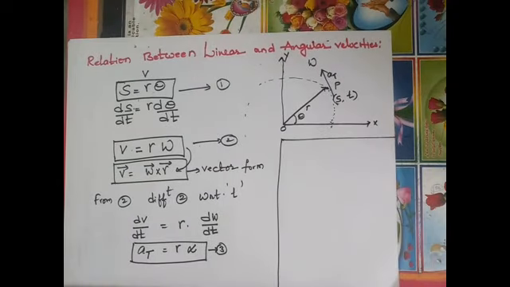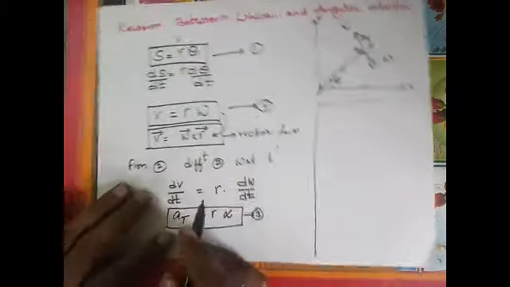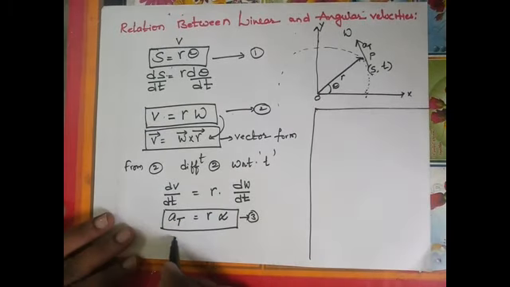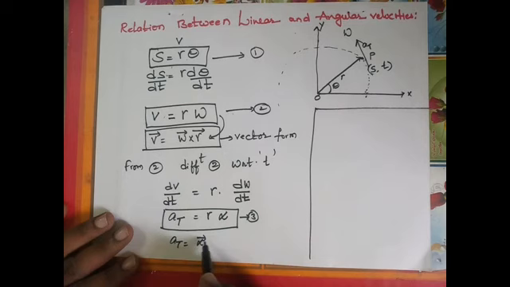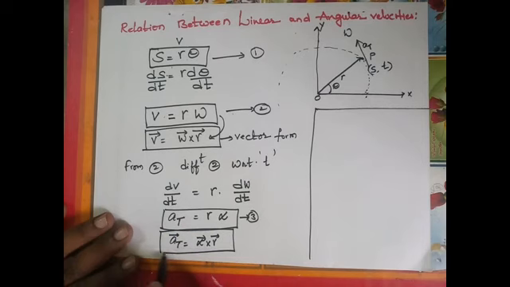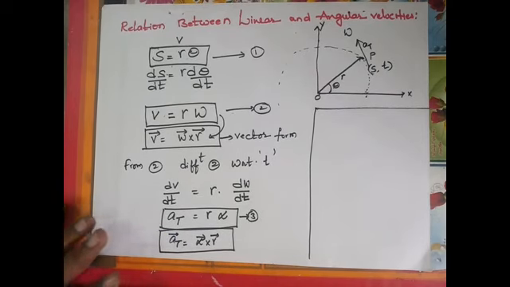Now we got one relation: tangential acceleration AT equal to r alpha, where alpha is the angular acceleration. The vector form of this equation can be written as AT bar is equal to alpha bar cross r bar.